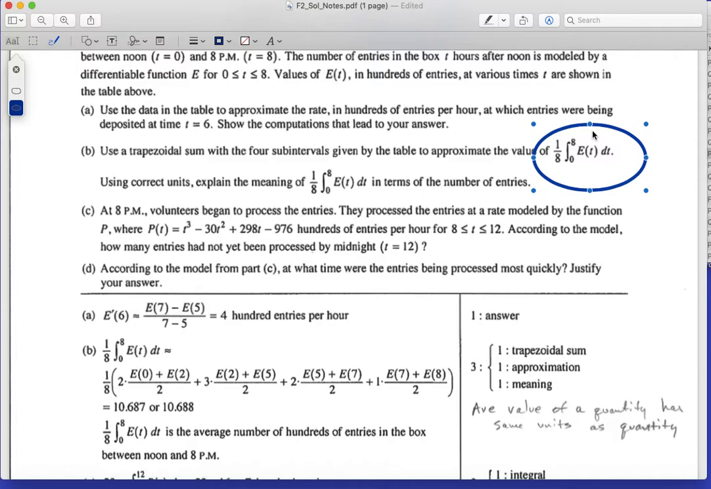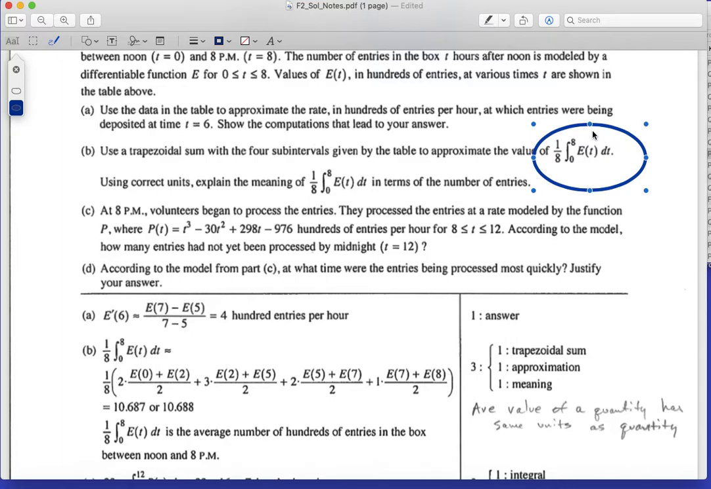Okay, dead giveaway. Keep your eyes open for this. You've got a fraction 1/8 in front of an integral that goes from 0 to 8. That looks like 1 over b minus a times the integral from a to b of f of x dx. That's the average value of the function. Of what function? That's the average value of E. What is E? The number of entries in the box.